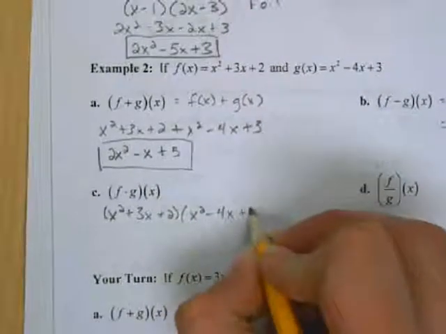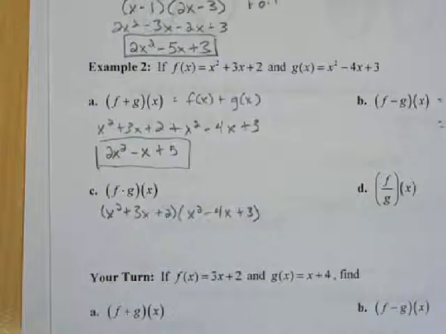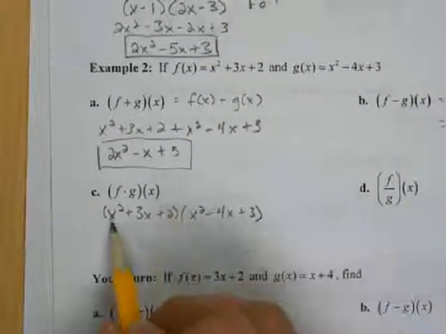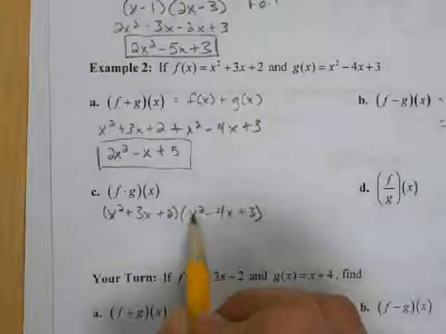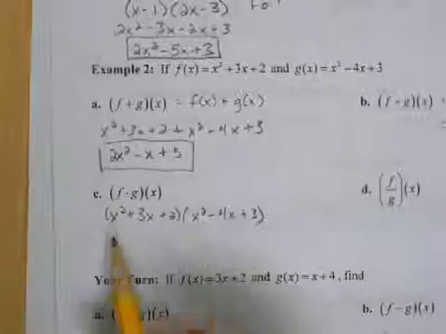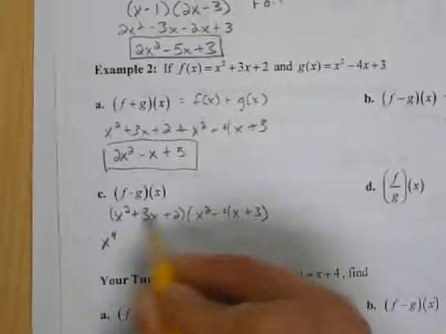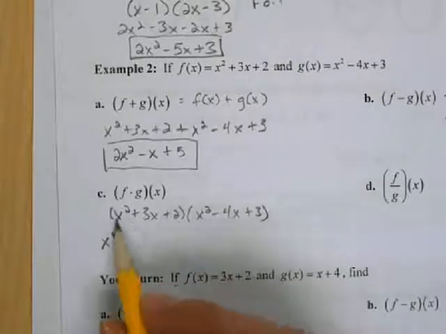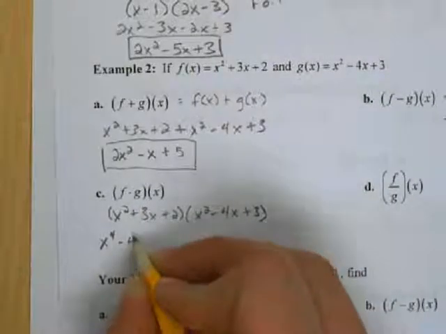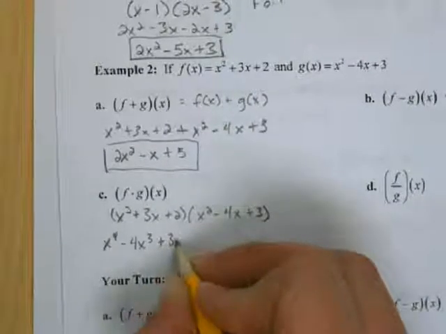We actually did this during, I believe, first semester. Okay, where we learned how to multiply these things. The most important is that all three of these must multiply by all three of these. It's kind of like foiling, only a lot bigger. So x squared times x squared is x to the 4th. Multiplying bases, you add exponents. X squared times negative 4x is negative 4x cubed. X squared times 3 is positive 3x squared.